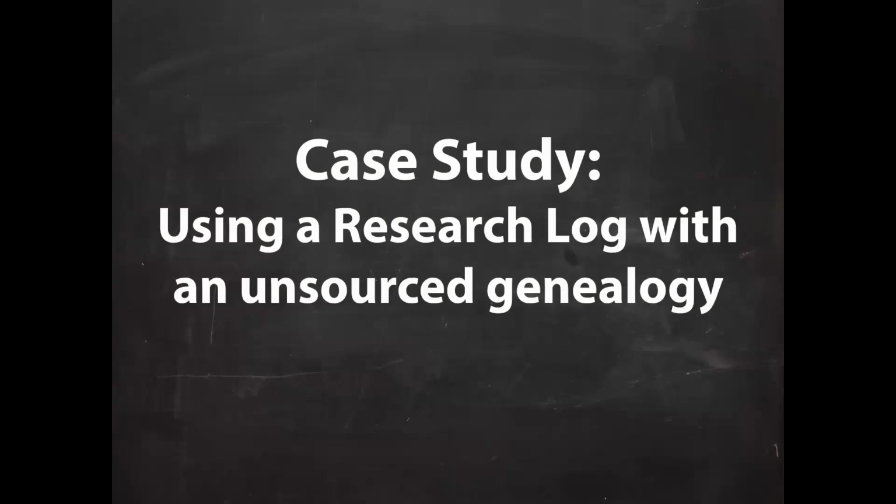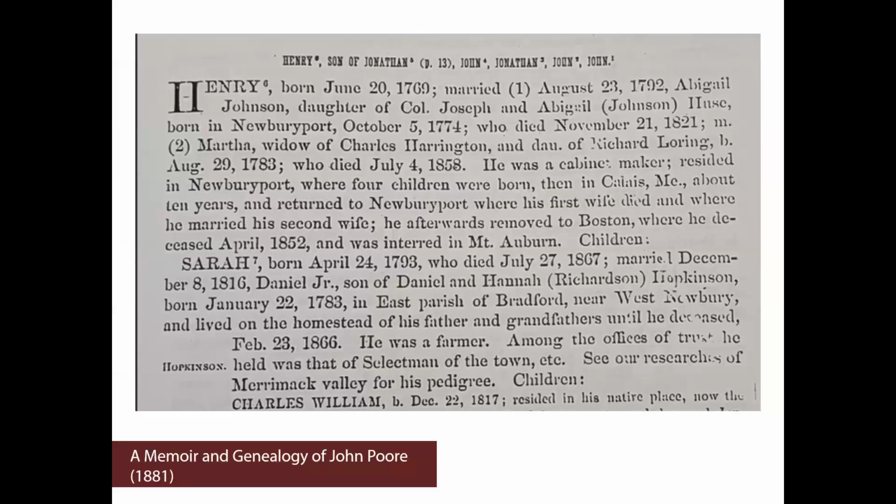I'm going to give you a case study using a research log with unsourced genealogy from 1881. Now, this genealogy done 144 years ago was a memoir and genealogy of John Poor by the noted genealogist Alfred Poor. Alfred Poor traveled around New England gathering up information on the descendants of John Poor of Newbury, Massachusetts.